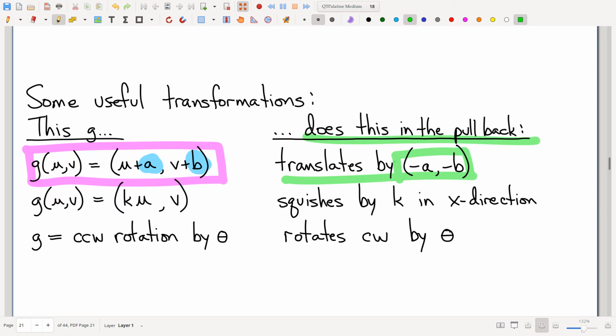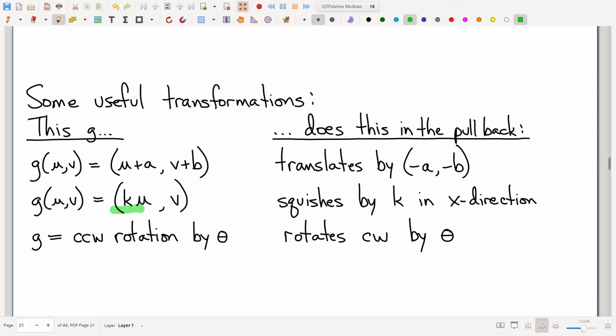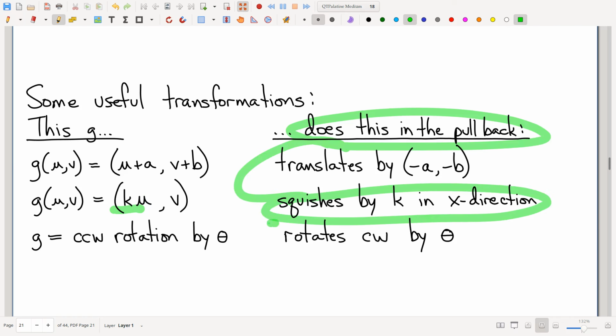Okay, so likewise for various other examples, you could imagine a stretch in the u direction, or in the horizontal direction, whatever you want to call it. That change of variables stretches, which means what it does to your domain when you do a pullback is it squishes. It undoes what the transformation does. And likewise for a rotation.